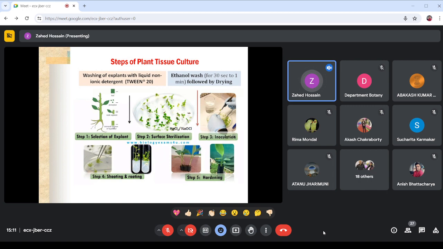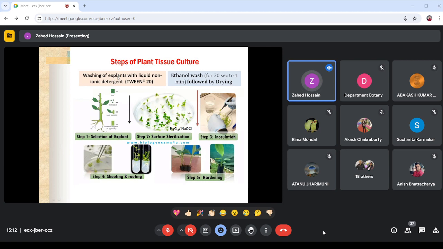If your objective is to raise haploid plants, then you have to collect anther, pollen or ovule as an explant. But if your objective is to multiply more plants, it is obvious you can use a nodal explant with axillary bud, which will grow and multiply. So the first step is collection of plant material. The second is selection of explant. The third is washing of this explant.